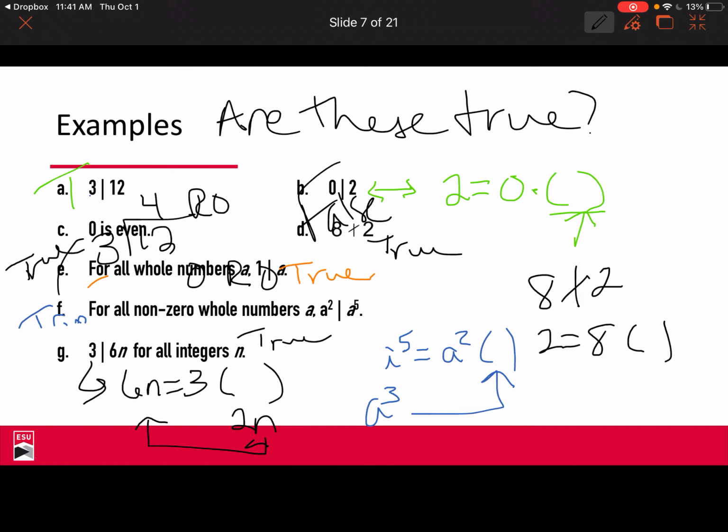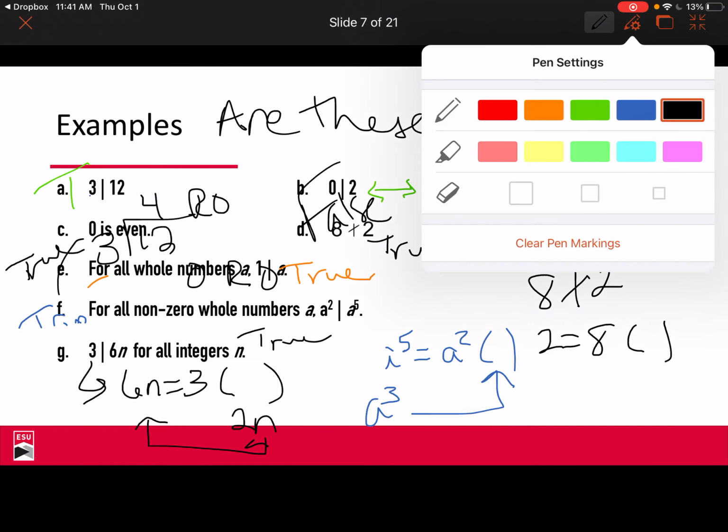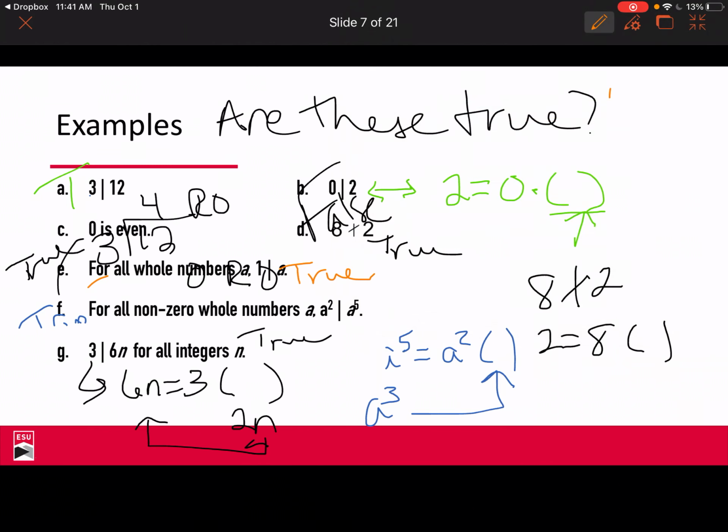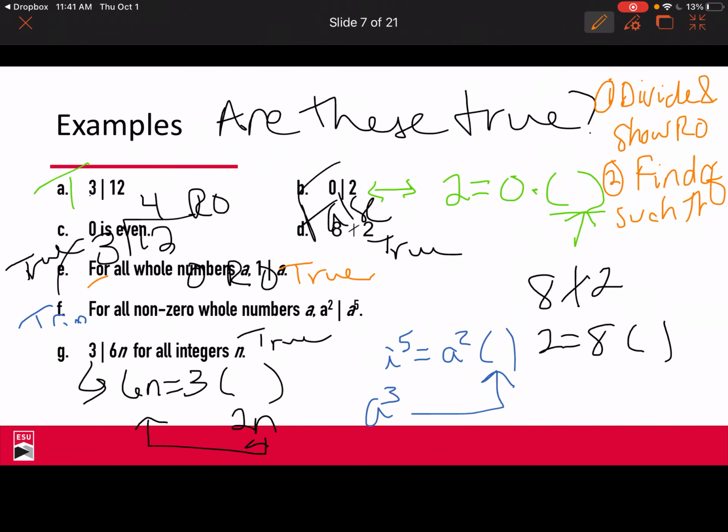So I think when we're working with divides, it's important that we either divide and show remainder 0, or find q such that a equals b times q.